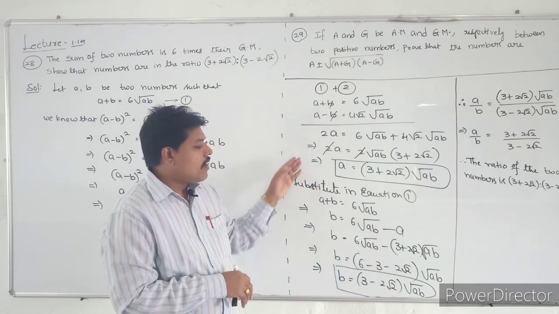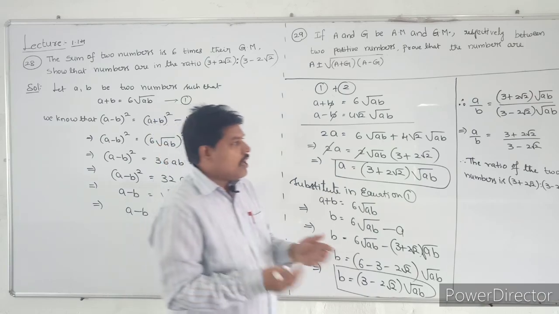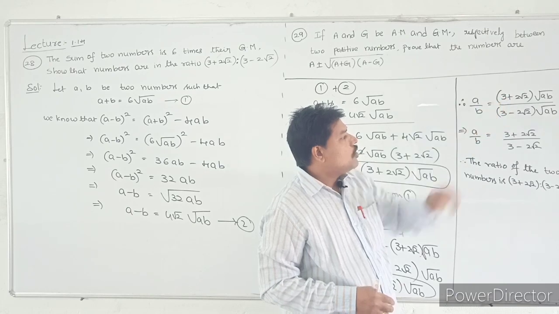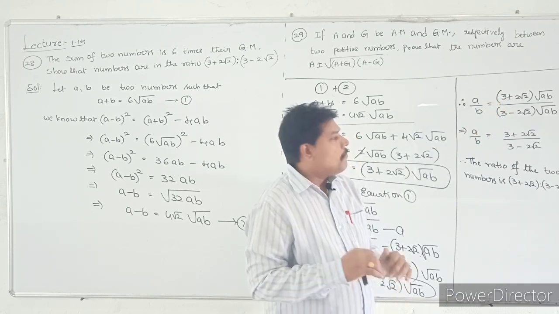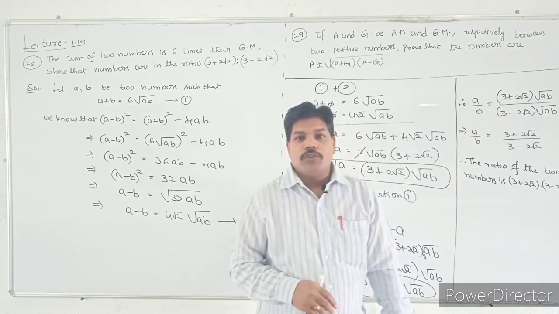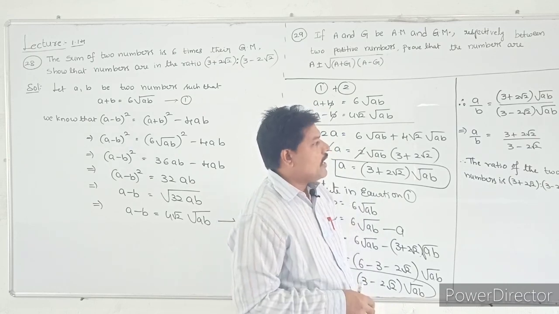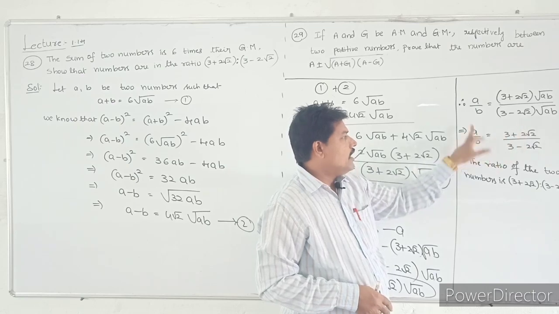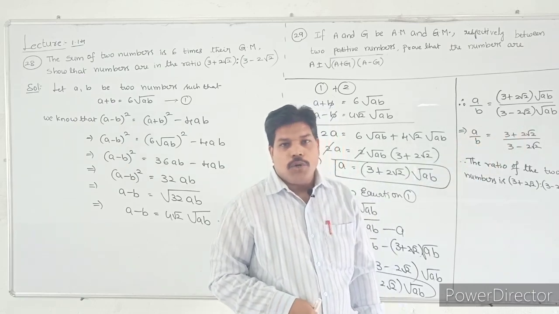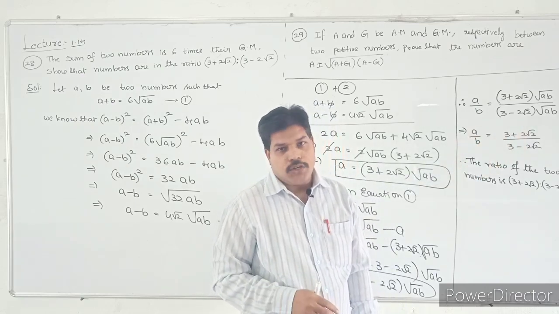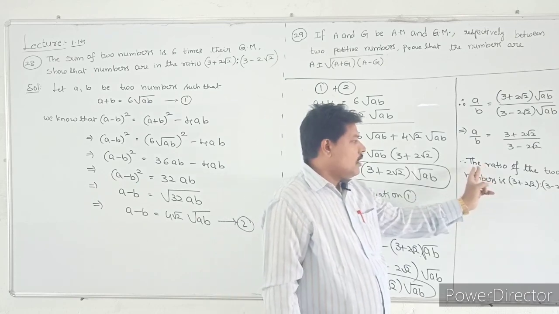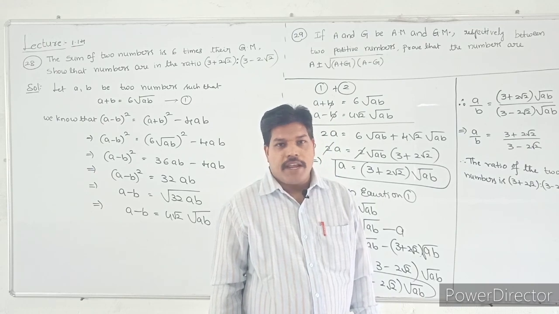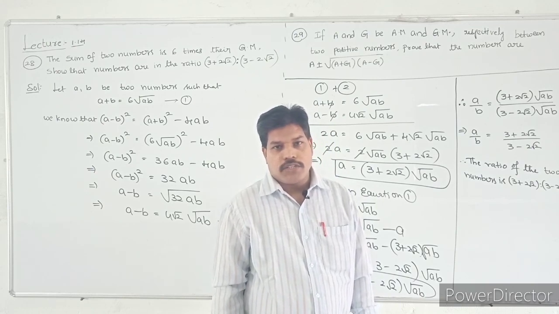So after getting the a value and the b value, what is the condition? They are asking the ratio of the two numbers. That is nothing but 3 plus 2 root 2 into square root of ab by 3 minus 2 root 2 into square root of ab. What can we cancel? The square root of ab in both, cancel the two terms, then automatically a by b will become 3 plus 2 root 2 by 3 minus 2 root 2. Therefore, we can conclude that the ratio of the two numbers is 3 plus 2 root 2 is to 3 minus 2 root 2. Understood, students?